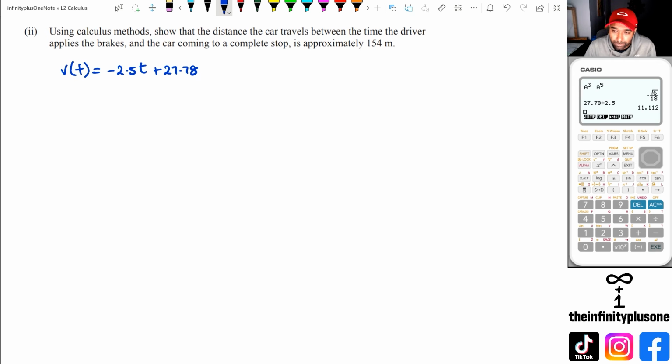From the moment he applies the brakes. So we can kind of think about it like this. When he applies the brakes at t equals 0, we can say that the distance is equal to 0. So we're going to figure out from 0 seconds to 11.1 seconds how much distance he's actually traveled.